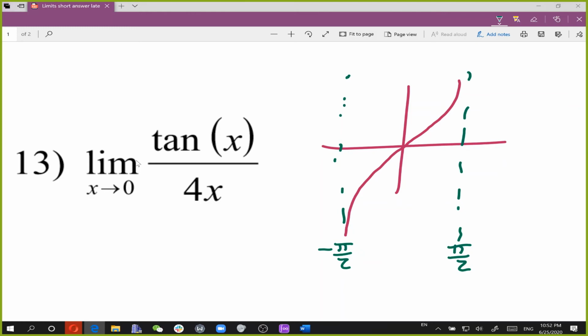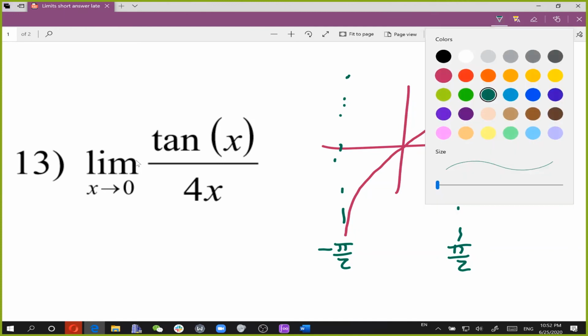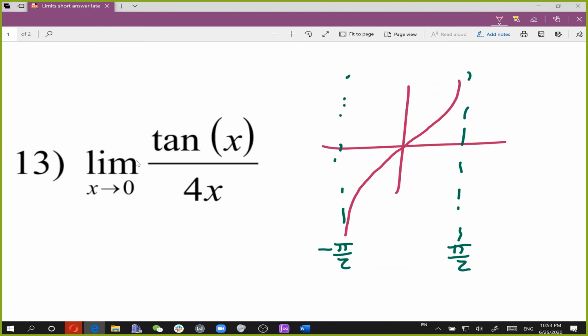If you get really, really close to pi over 2 from the left, you'll approach positive infinity. From the right, you'll actually run into the next repeat of tangent. So if you had the limit as we approached pi over 2 from the right, your answer would be negative infinity. If we approached pi over 2 from the left, your answer would be positive infinity. If you wanted a general limit at pi over 2, it does not exist because your one-sided limits are not the same.